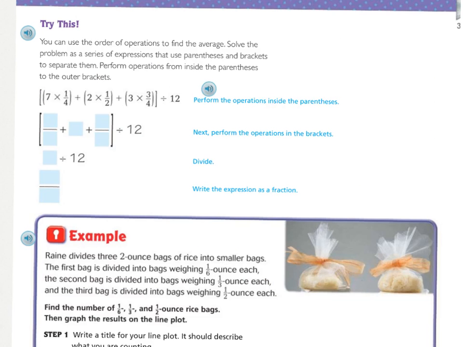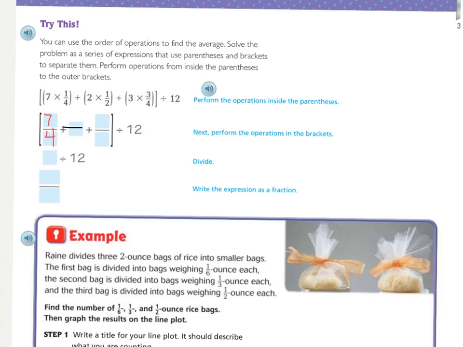Okay, looking at the try this, they're using the numbers from the previous problem, and you can use order of operations, so you can use parentheses and brackets to show the operations that we did individually, but put them together. So the first step is to perform the operations inside the parentheses. So 7 times 1/4, 7 times 1 is 7 over 4. Now they don't have you write it as a fraction, but I want you to. So 2 times 1/2, that would be 2 over 2, correct?